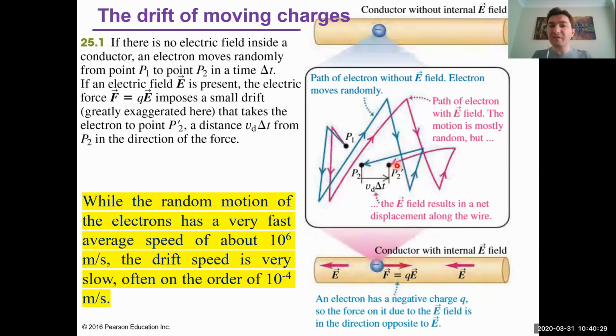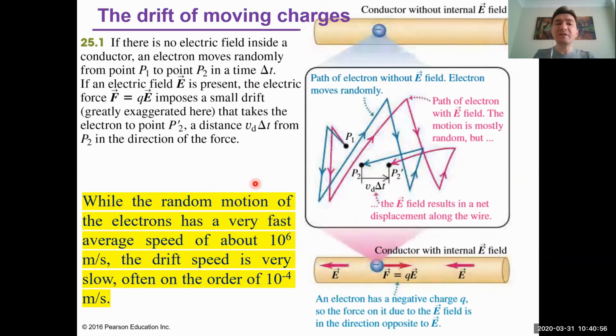So the displacement between the two positions, without the electric field and with the electric field, is given by the velocity of the electron, which is called the drift velocity. You can see the subscript D, drift velocity of the electron, and this is delta T, the time interval. So the electric field results in a net displacement along the wire.